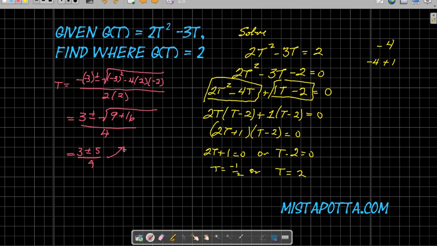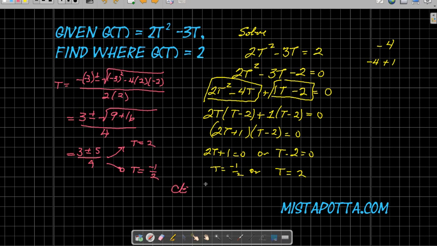And if I were to add 3 plus 5 is 8, 8 divided by 4, that tells me that t equals 2. If I subtract 3 minus 5 is negative 2, and negative 2 divided by 4 is negative 1/2. So I get the same solutions either way. What's going to be important is to take these solutions and actually check them.